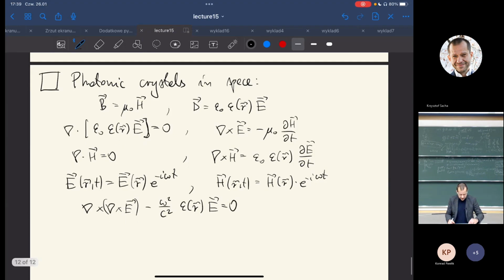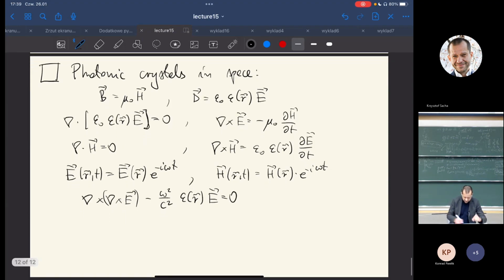Okay, so now let us assume that the electric constant changes periodically in space, but only along that direction. So there is a certain spatial periodicity. And also assume that now we are interested in the propagation of the electromagnetic waves along z direction, and the wave is polarized along x direction.